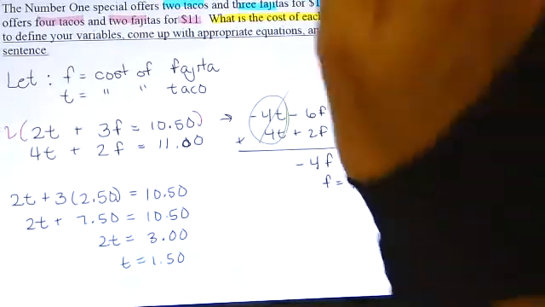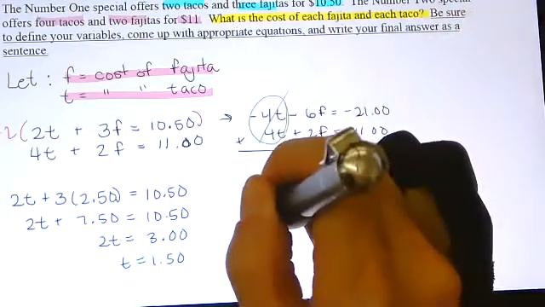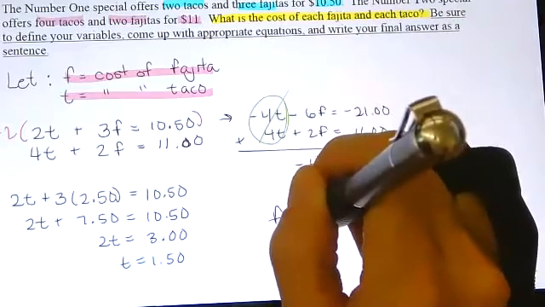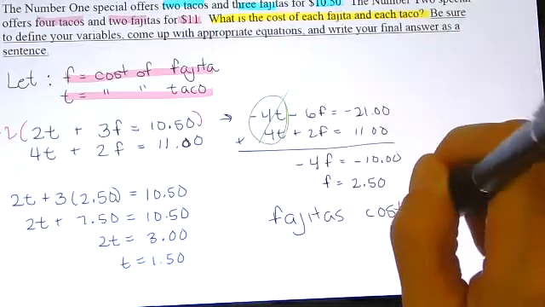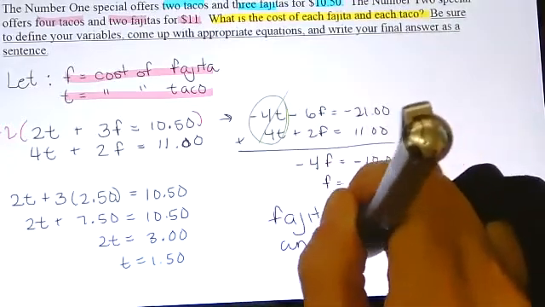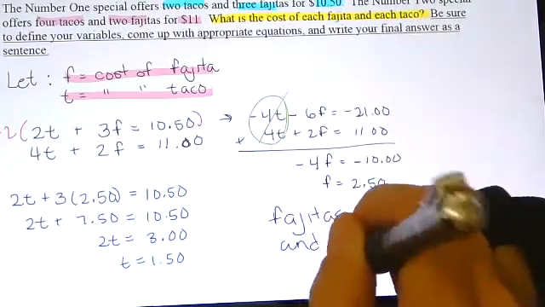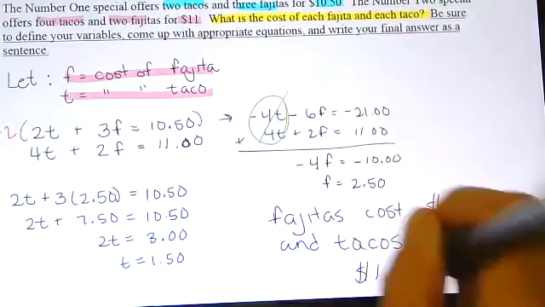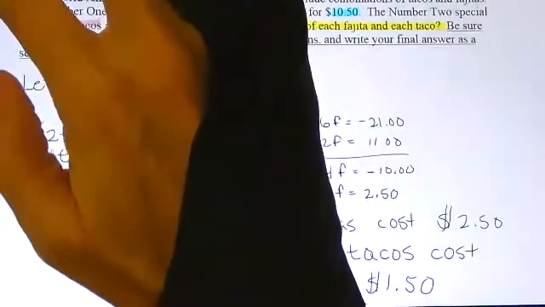We can now answer the question because we now know the cost of the fajita and the cost of the taco, which is what we were looking for. So we need to answer the question. So fajitas cost $2.50 and tacos cost $1.50. And you put the dollar sign there because it is cost. So fajitas cost $2.50 and tacos cost $1.50. Okay.